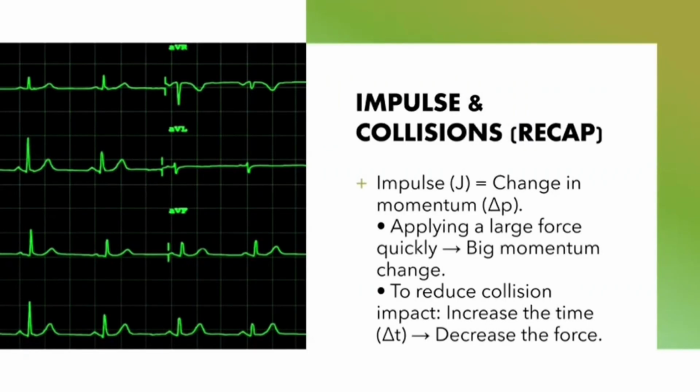Next is the impulse and collision recap. Remember, impulse is equal to the change in momentum. The idea behind airbags or safety nets is to increase the collision time so that the force is reduced for a given change in momentum. Likewise, large sudden forces can quickly change momentum, like a bat striking a basketball.